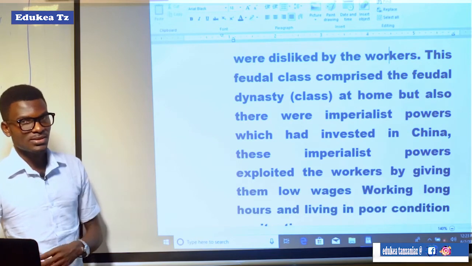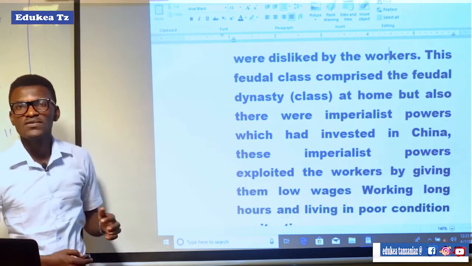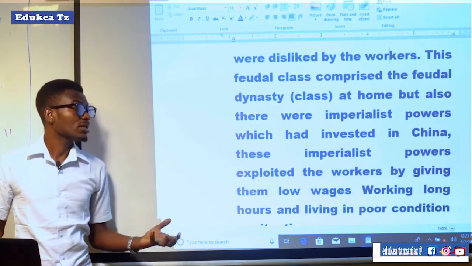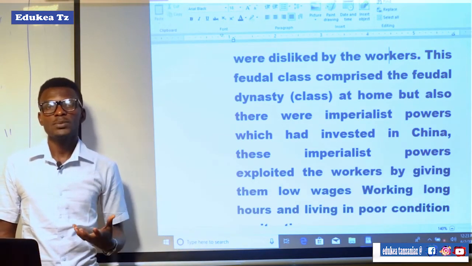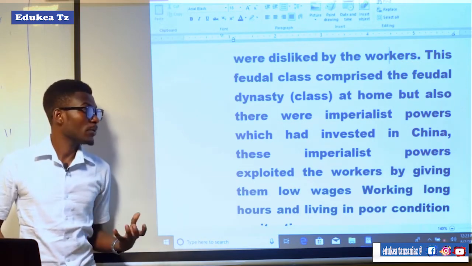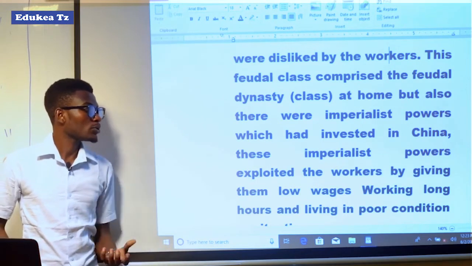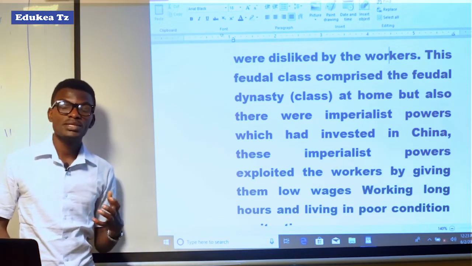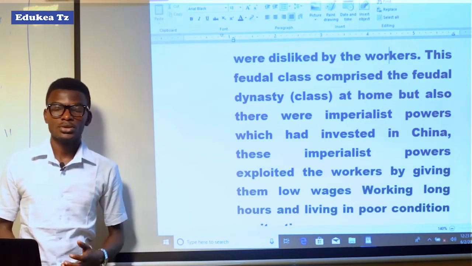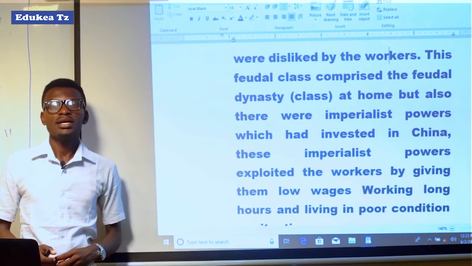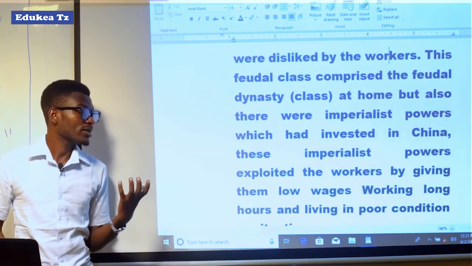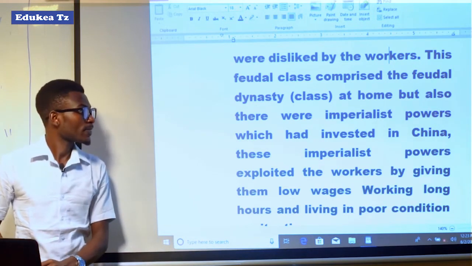To me, China before the revolution in 1949 means the majority of people in China were living a harsh and miserable life, under poor conditions. The workers were paid low wages, and the working hours were long.